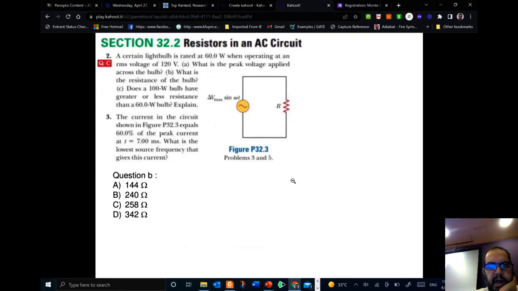So answer question B. So this is a nice problem. A certain light bulb is rated 60 watts when operating at an RMS voltage of 120 volts. What is the peak voltage applied across the bulb? And what is the resistance of the bulb? So answer question B.